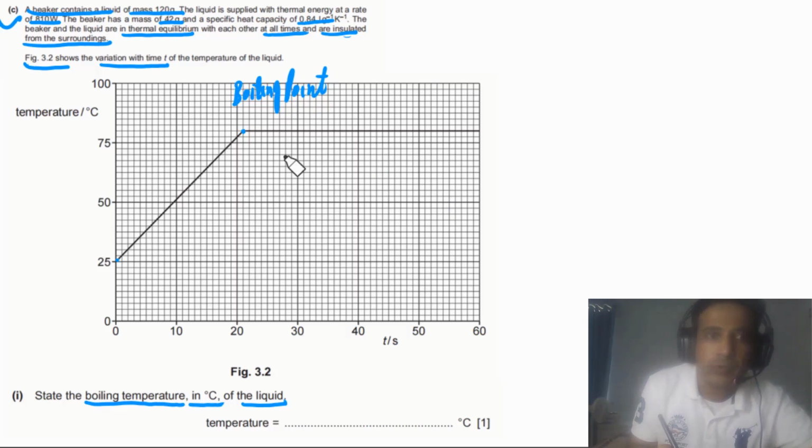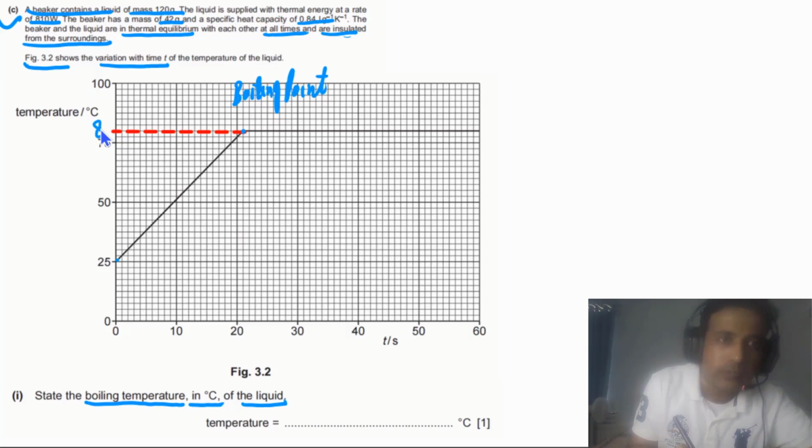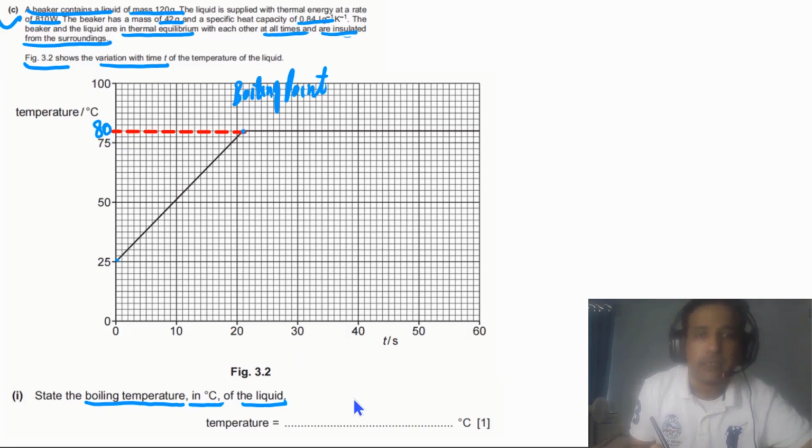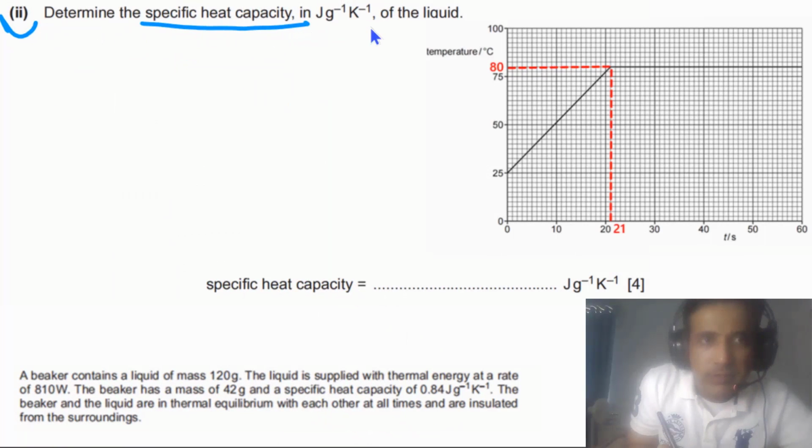The temperature at this point we can simply read from the y-axis. From the vertical axis we can read the temperature. This is 75, so this will be 77.5 and this one will be 80. So let me write down here, this one is 80 degrees Celsius. Simply write down 80 degrees Celsius, and this is a B mark, meaning it has to be in your answer. Part 2 says determine the specific heat capacity in joules per gram per Kelvin of the liquid.